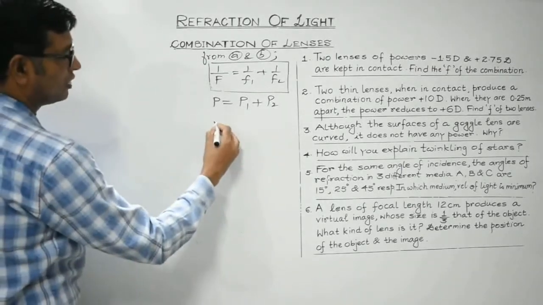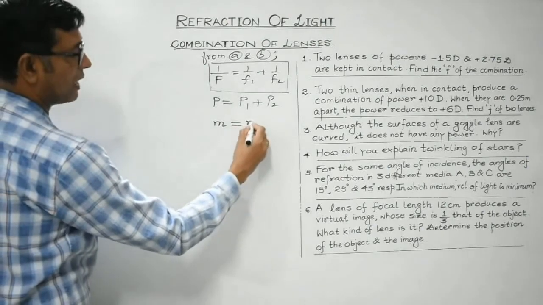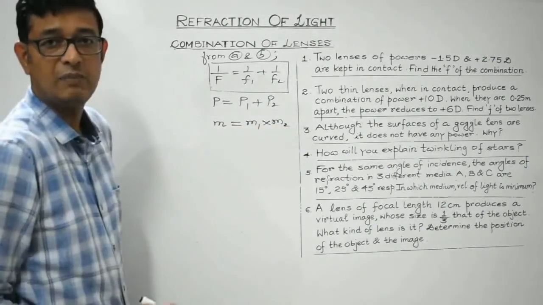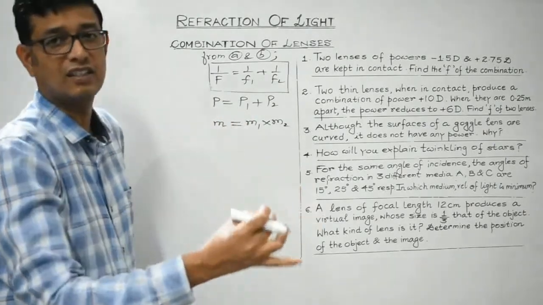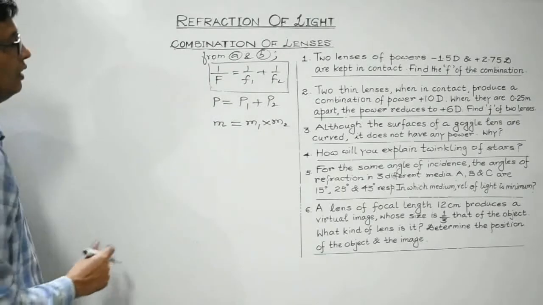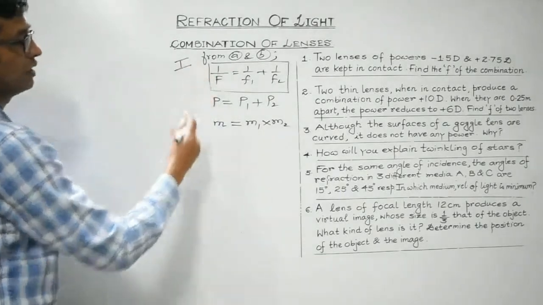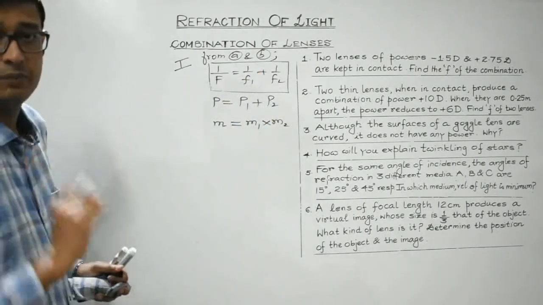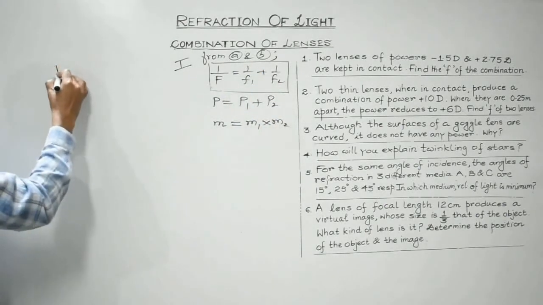Also, the net linear magnification would be M1 multiplied by M2. M1, M2 are the linear magnifications of the individual lenses under consideration, and M is the linear magnification of the resultant one. So this is case 1, that is when the lenses are in contact with each other. Okay? This we have mathematically proved. And what about the second result? Now look.